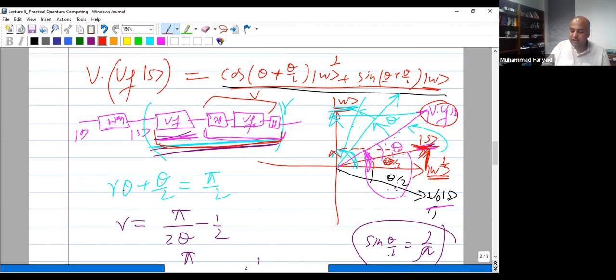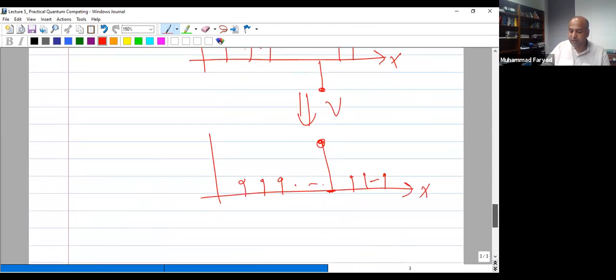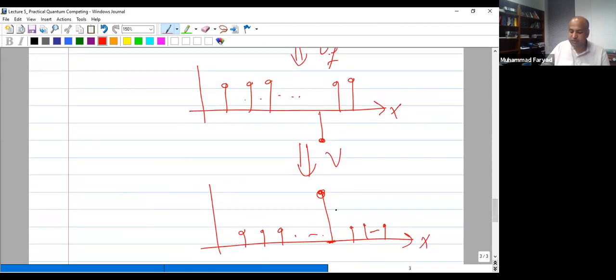So when this theta increases, this sine increases. So the amplitude of W has increased. But W perpendicular, which is a superposition of states which are not our solution, is given by cosine. So when theta increases, cosine decreases. So that's why you can think about this diffuser as this.